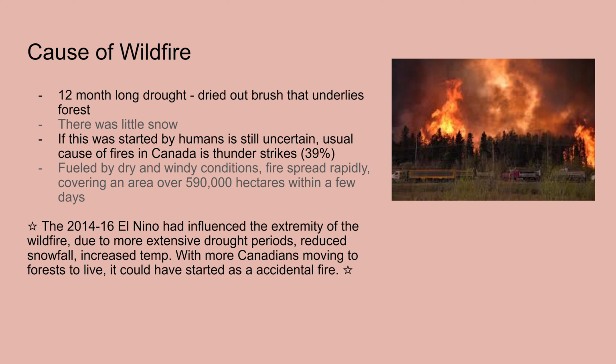So the 2014 to 16 El Nino influenced the extremity of the wildfire due to more extensive drought periods, reduced snowfall, and increased temperature. But also with more Canadians moving to forests to live, it could have started as an accidental fire. Both of these factors come together to create what happened in Fort McMurray.